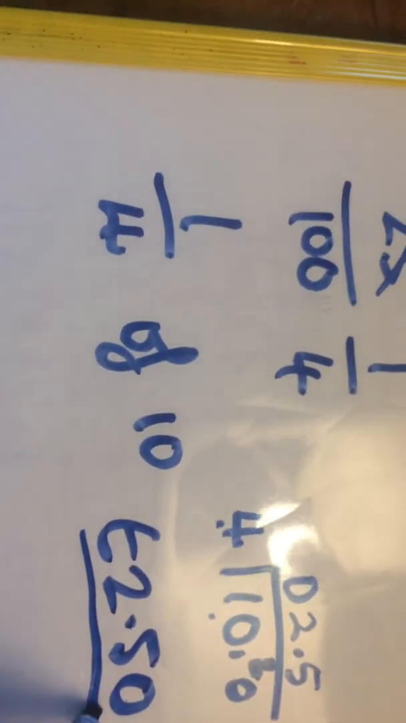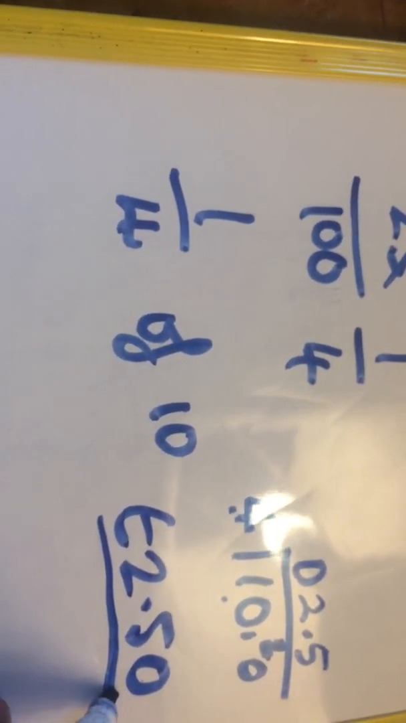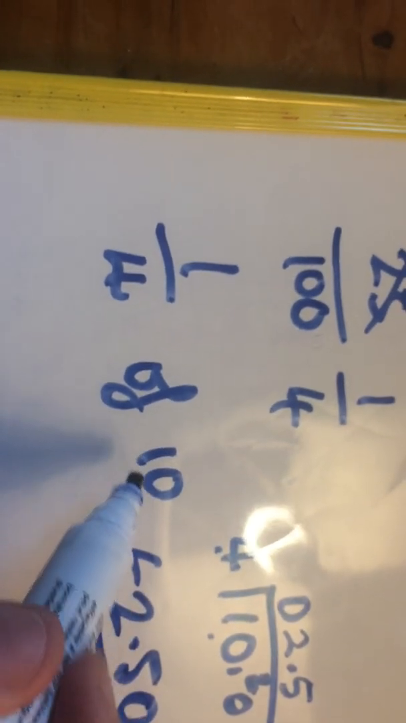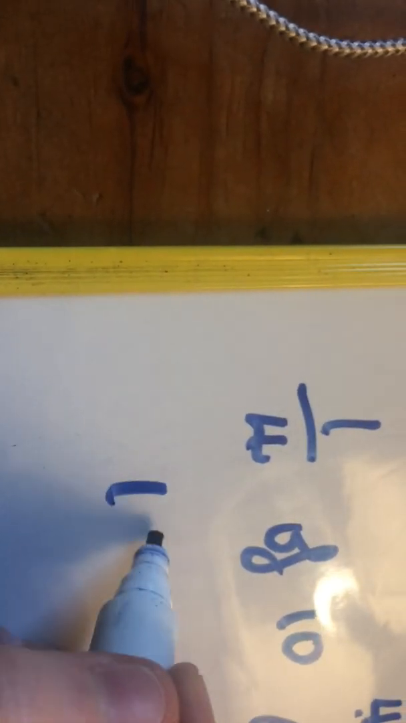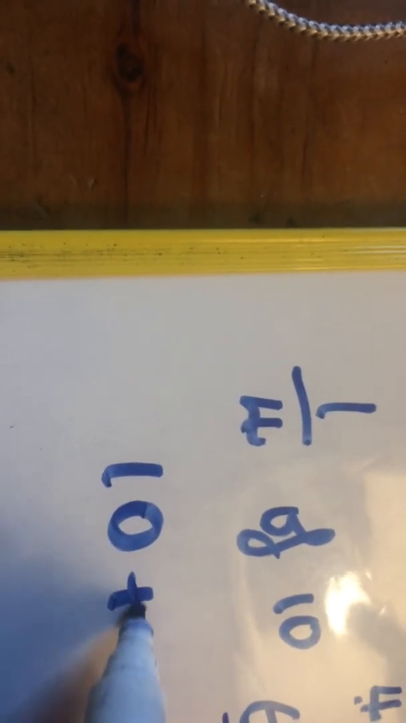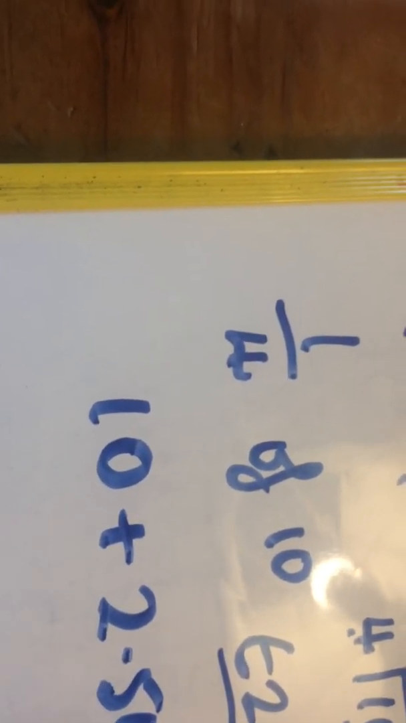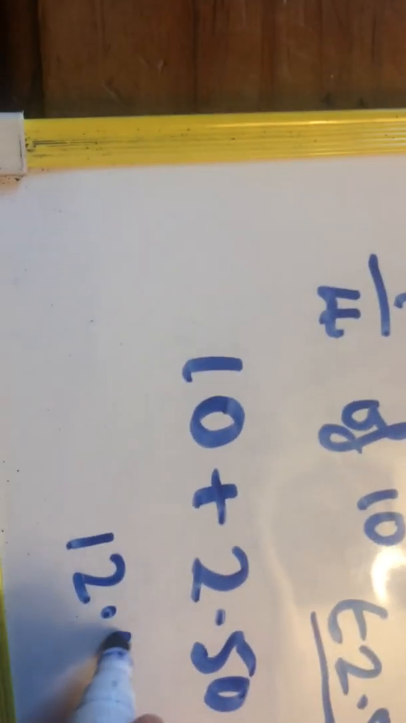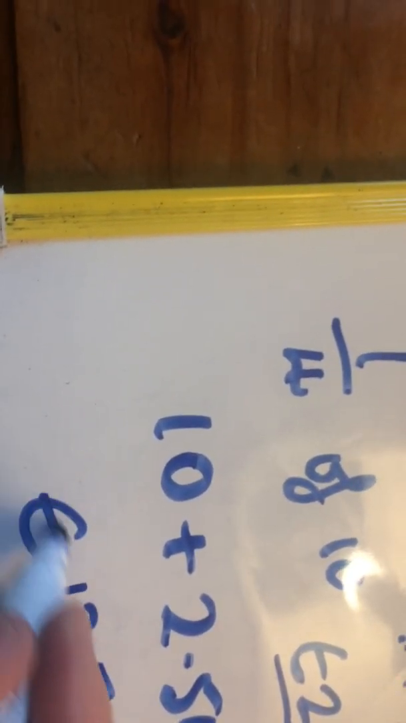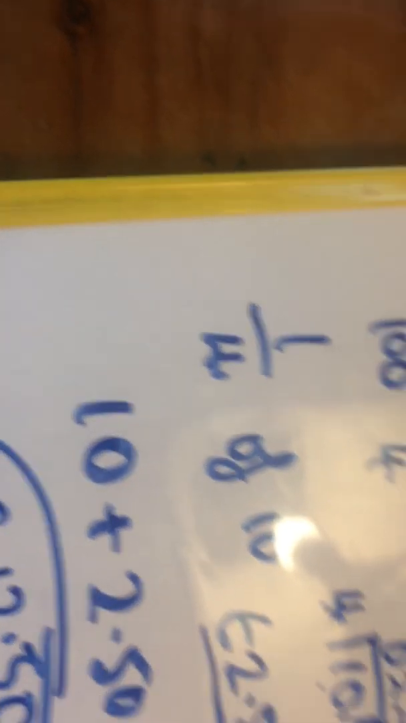But is that his new amount per hour? No, it's not. Now what you have to do is add it to the 10 that you originally had. So now 10 plus €2.50 is equal to €12.50. So that is his new hourly rate, €12.50.